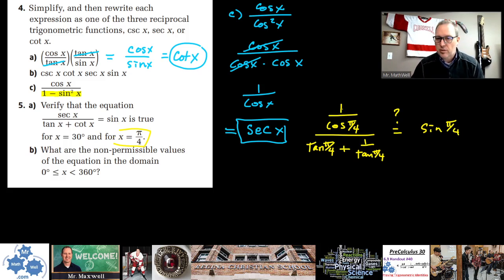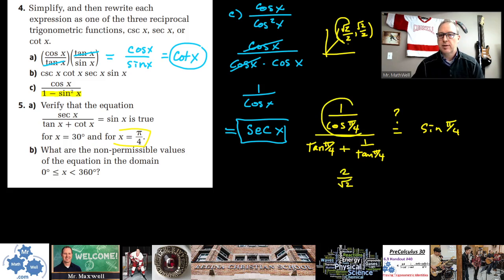Now let's just simplify this. So 1 over cos of pi over 4. So pi over 4 has a point of root 2 over 2 and root 2 over 2. All right. So I have 1 over root 2 over 2, or 2 over root 2. Okay, I'm flipping this. So I'm taking this right here and I'm flipping it around. And on the bottom, I have tan of pi over 4, which is, tan is sine divided by cos. If you have root 2 over 2 divided by root 2 over 2, that's just 1. And over here, I have 1 over 1. 1 over 1. All right.